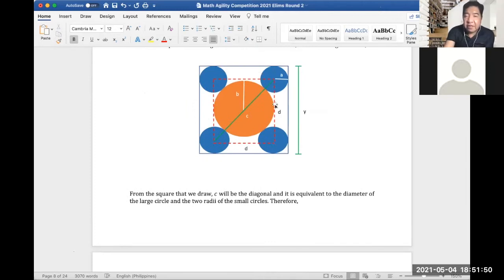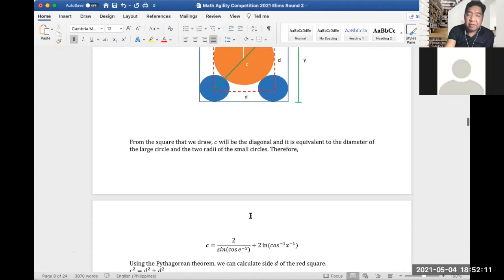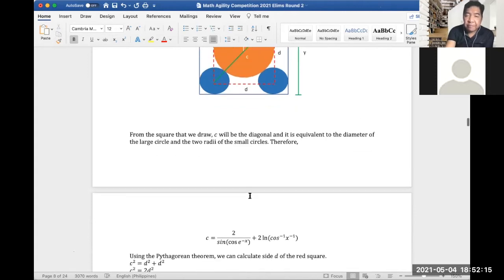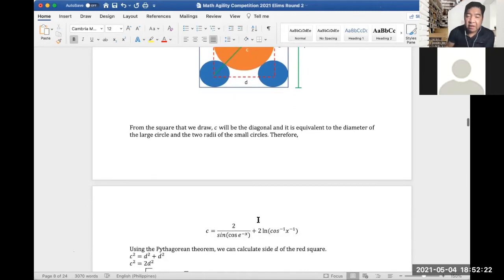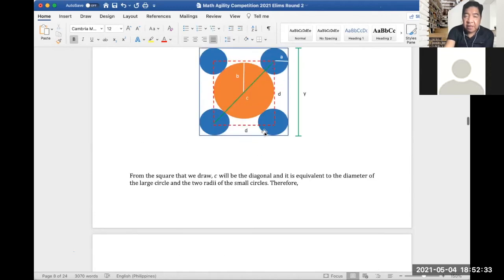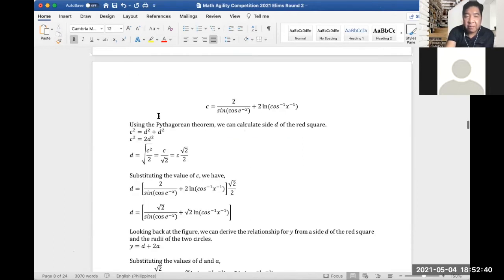So the diagonal would be this green line here. And it is equivalent to the diameter of the large circle and the two radii of the small circles, right? So first the radius here on the upper part and then at the lower part of the small circle. So we have two radii of the small circles. So we need to add the diameter of the orange circle, which is 2 over sine cosine of e to the negative x, plus 2 ln of cosine of negative 1 x to the negative 1, right? So since we have the values C and D equal for the legs of the right triangle, we can use the Pythagorean theorem by solving for D, right?